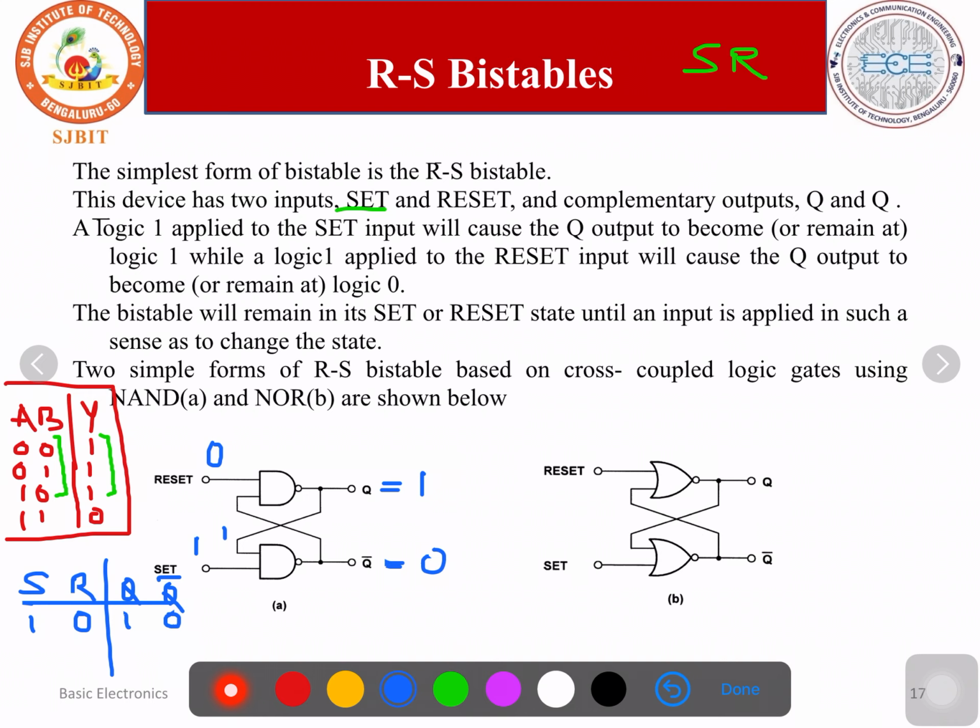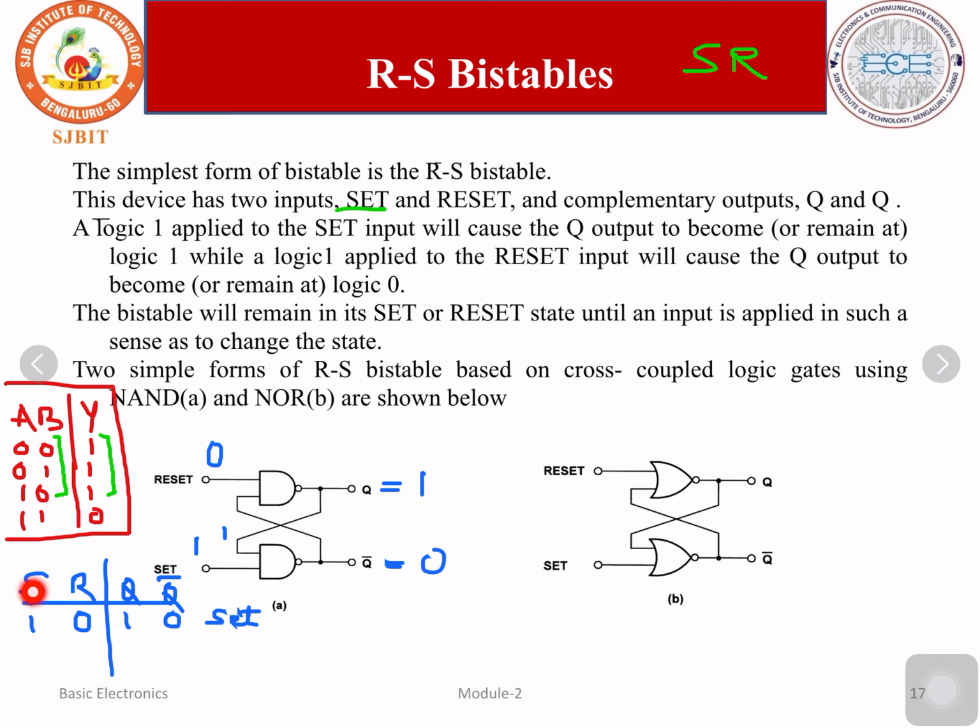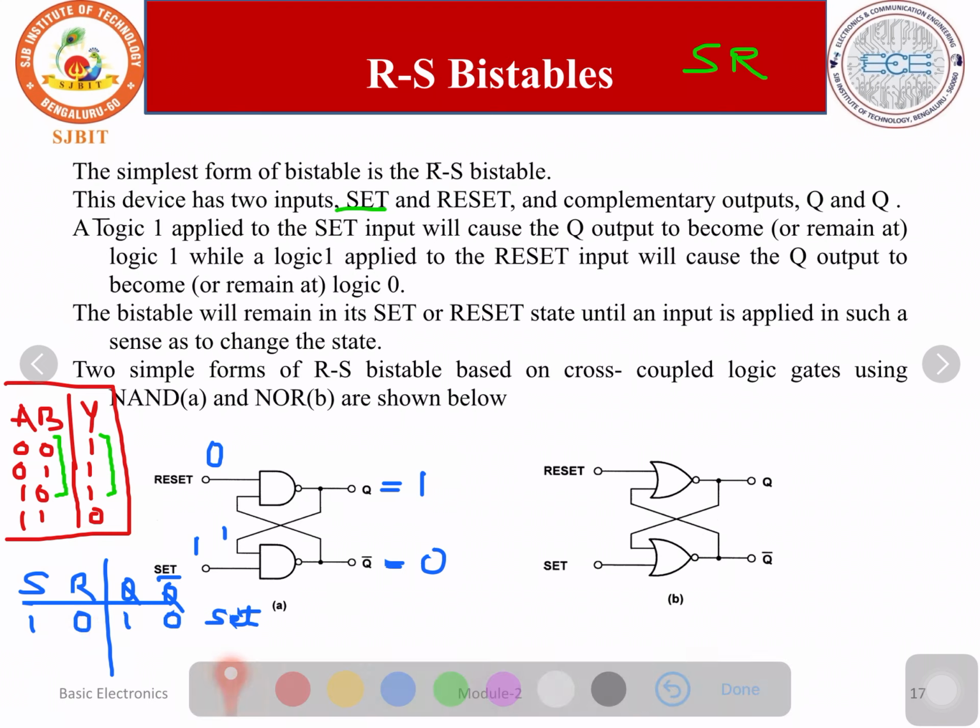As we discussed earlier, if Q is equal to 1, then this state is called the set state. So whenever you want to set the bistable, make S is equal to 1, make the set input 1, and the reset input 0. So this is the first case.